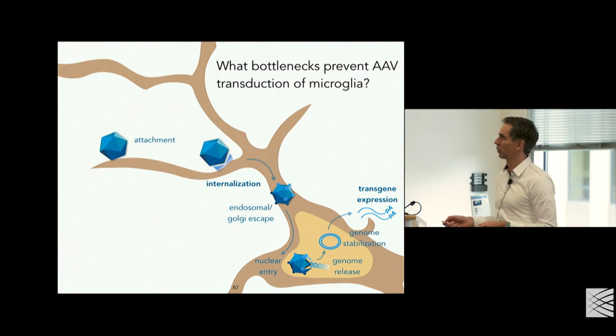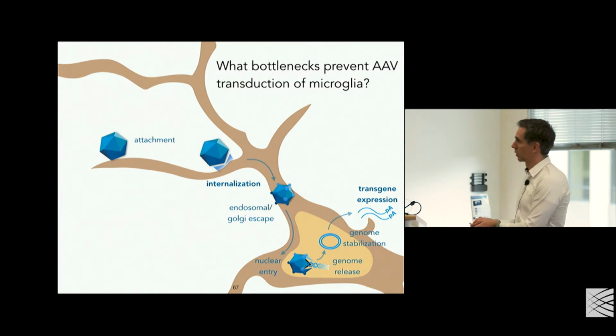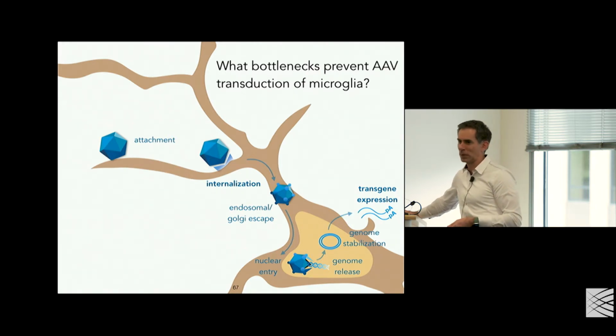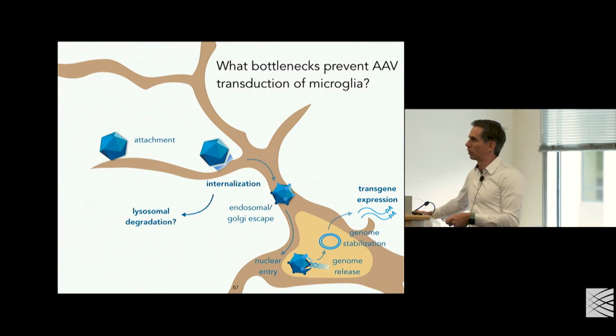But we're also taking an approach where we want to stepwise look at different stages of the virus transduction of these cells. So do they internalize as well as they do in other cells? If they do internalize, then what happens to them next? Microglia are kind of designed to take up particles. I would think that they're probably able to take up AAVs. There's probably some intracellular step that might be the problem.